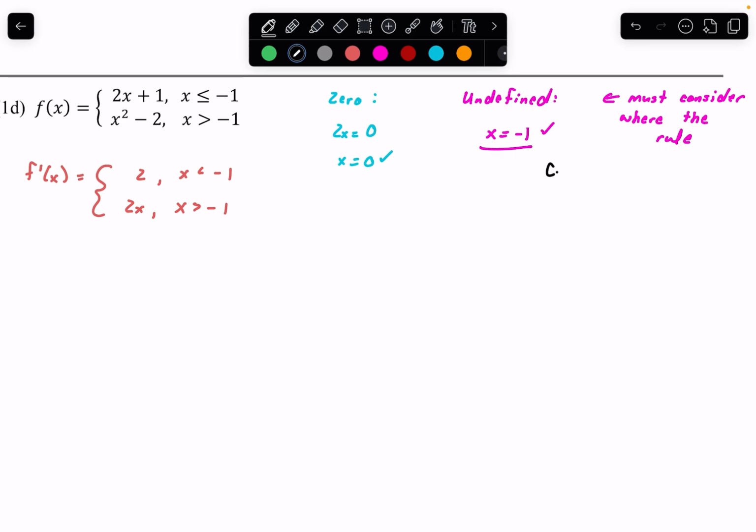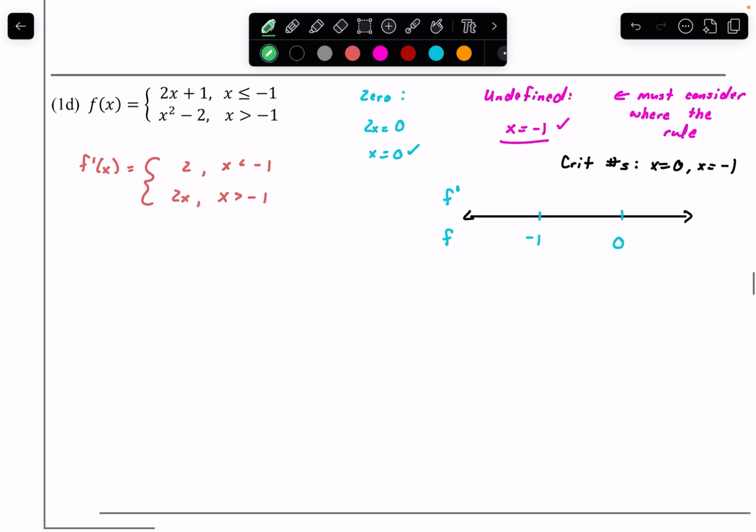So I'm just going to list my critical numbers real quick. My critical numbers are going to be x equals 0 and x equals negative 1. Those are the only two that I have. So my derivative sign chart, some of you guys are not labeling, by the way. So make sure that you always label, especially when we start working with second derivatives. It's going to make this a whole lot easier. And remember, this is just an organizational tool.